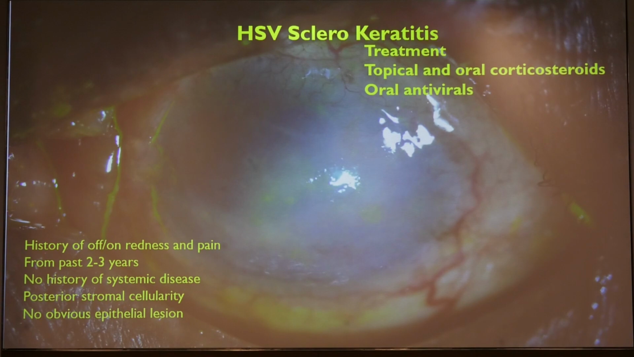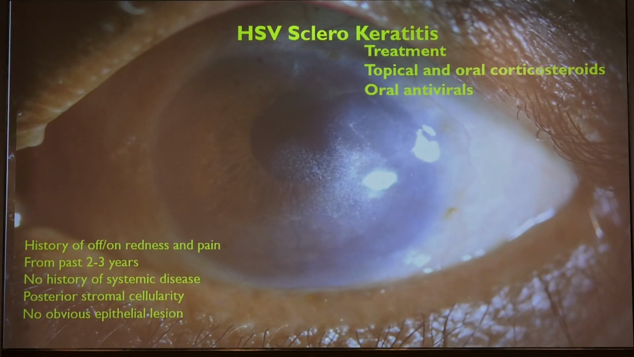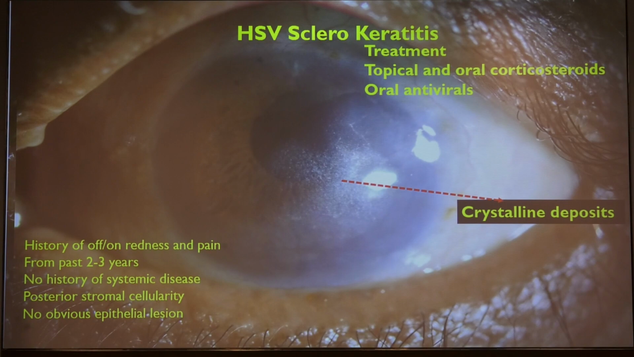HSV sclerokeratitis: this patient had a history of off and on redness and pain for the past 2 to 3 years with no history of systemic disease, and very importantly, posterior stromal cellularity, not anterior stromal, with no obvious epithelial lesions. They respond beautifully to topical and oral corticosteroids, and you see classical crystalline deposits in the posterior stroma when they resolve. If you see this type of posterior stromal crystalline deposit, always take it as a red flag that this patient might have some form of sclerokeratitis, and do not operate without the cover of acyclovir.